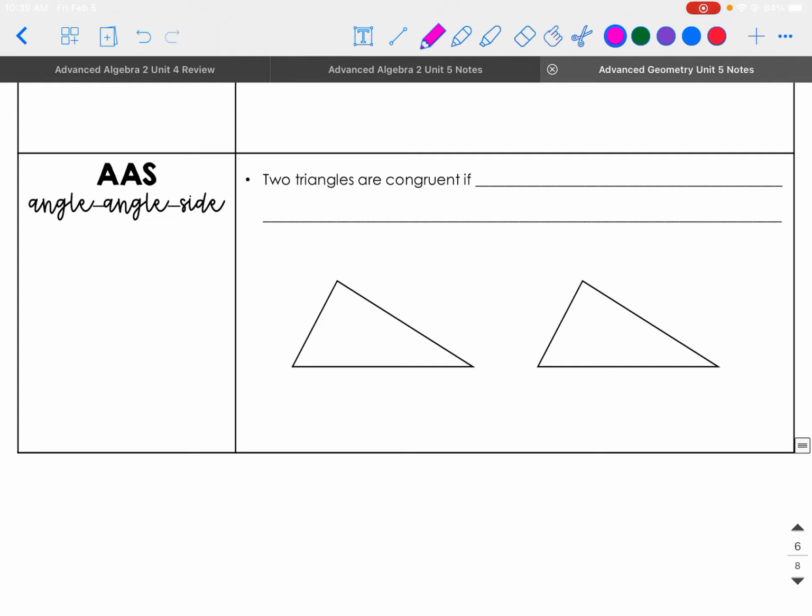Next, we have AAS. This is if we have two angles and a non-included side that are congruent. So we have two angles and then a third side, one that's not between them.